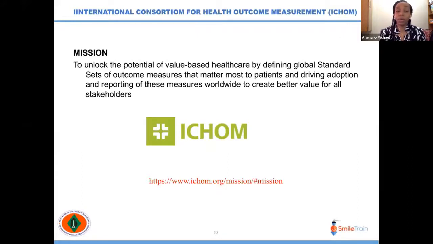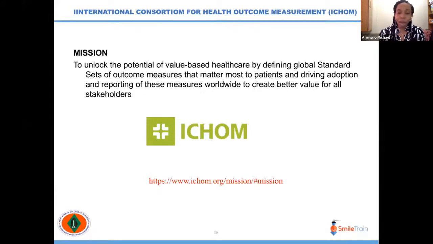the International Consortium for Health Outcome Measurements, the ICHOM, their focus is on patient-reported outcome measures. And it is something that is now in the front burner of healthcare. We need to be interested in what our patients are saying. And their mission was to unlock the potential of value-based healthcare by defining global standard sets of outcome measures which matter most to patients, and hope that this will be adopted worldwide and therefore have better value for all stakeholders in a particular healthcare area.